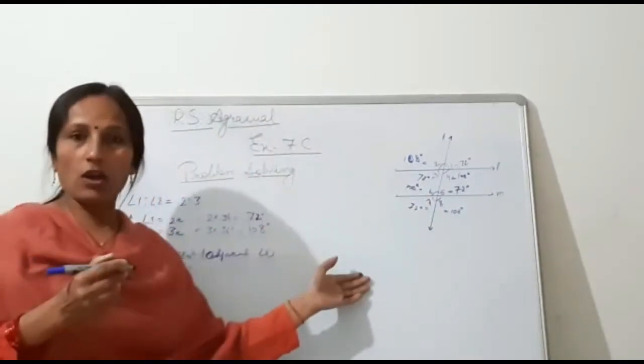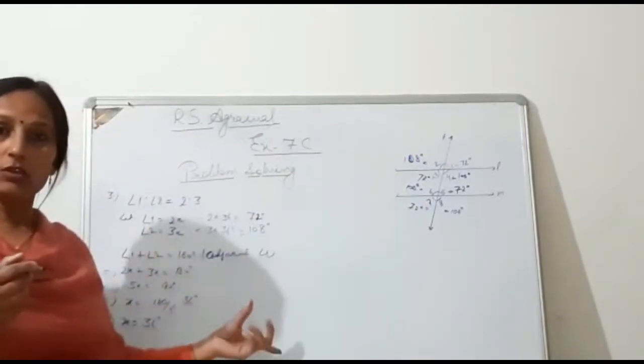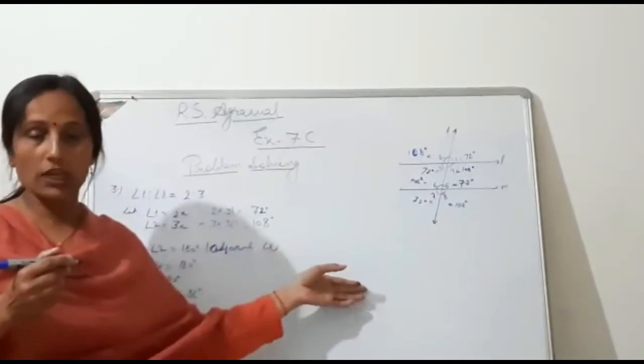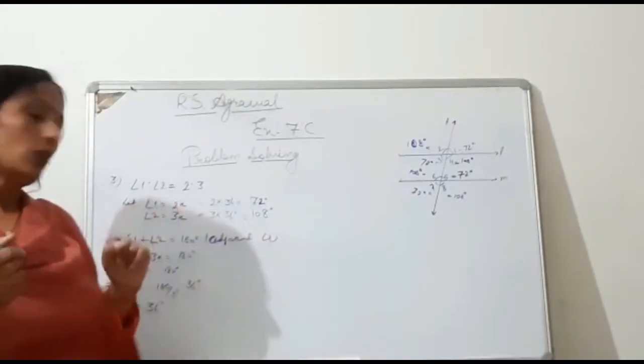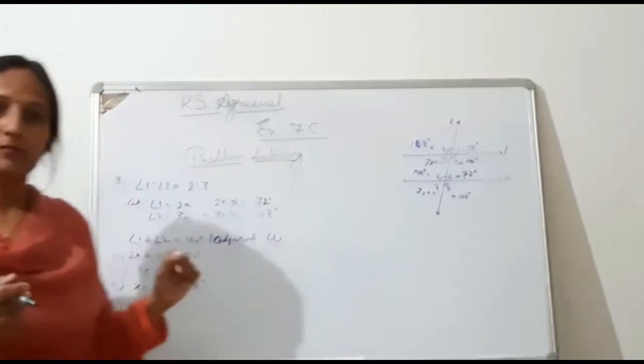Like this we got all angles, and here we will have to write all the angles that are vertically opposite angles, corresponding angles. Like this you will write. Okay. So we got all the angles.